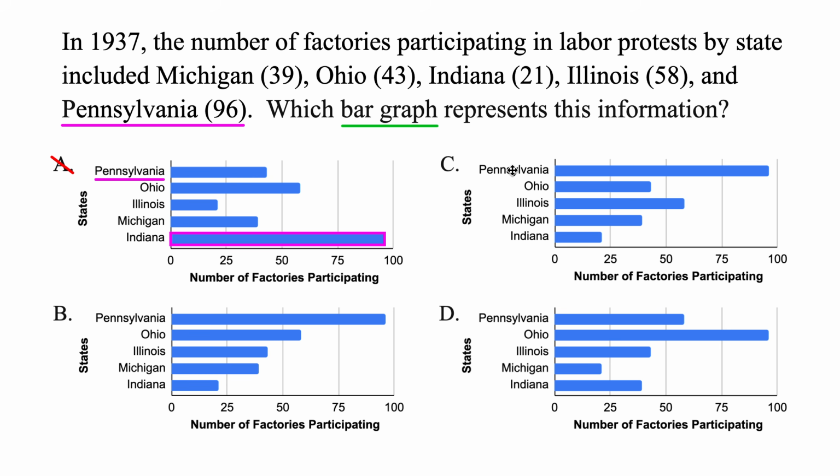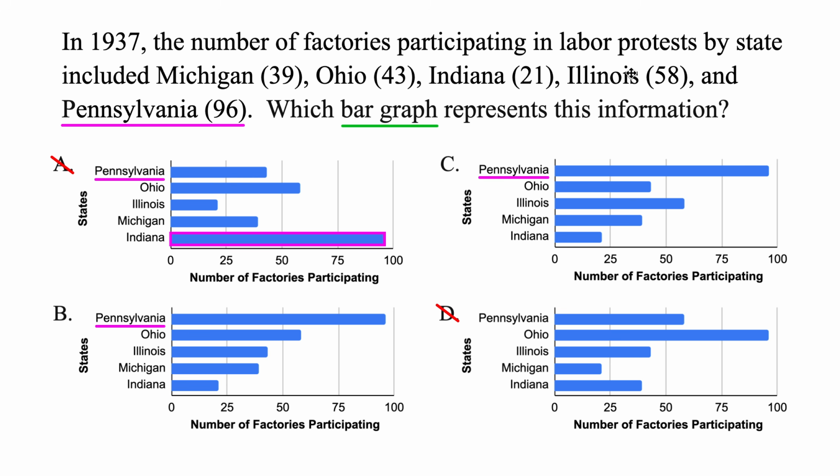Okay, what about the others? This one here, C, Pennsylvania's got the most. That looks like 96, that's good. Same with B, Pennsylvania the most again. But then D, that one for Pennsylvania is not the biggest, so we know that one's not right. Okay, next let's find the smallest value.